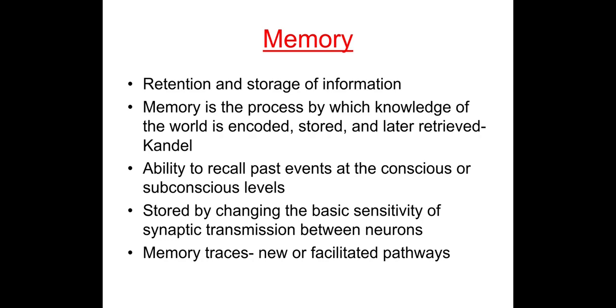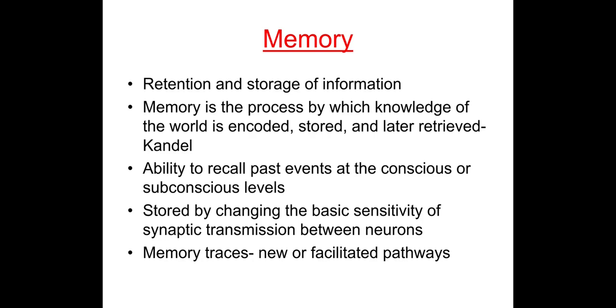So, what is memory? Memory is the ability to store learned or acquired information and to recollect the same when it is needed. So it is retention and storage of information, or it involves storage and retrieval of information. It is needed for learning and integrating our experience into behavior. Bits of information are stored in the brain by changing the sensitivity of synaptic transmission between the neurons based on previous experience or activity. So, memory is the process by which knowledge of the world is encoded, stored, and later retrieved. This is the definition in the book called Neurophysiology of Kandel.